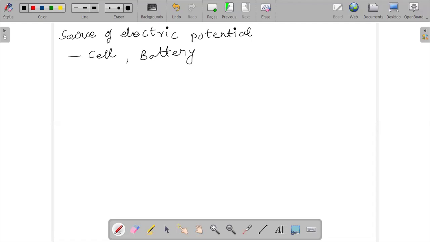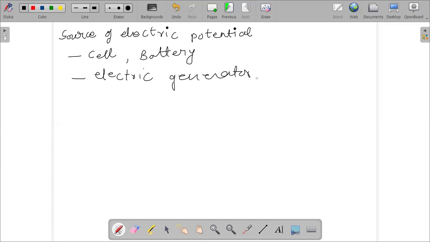Sir, potato? No. See, we have a cell. We can use a cell. We can use a battery, or we have an electric generator. That's a dynamo. So these are the sources of electric potential.